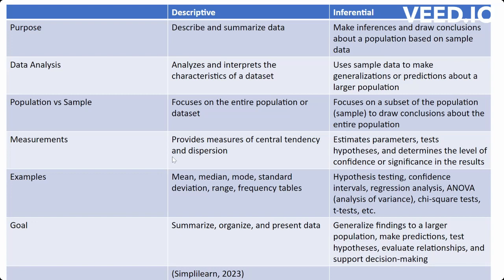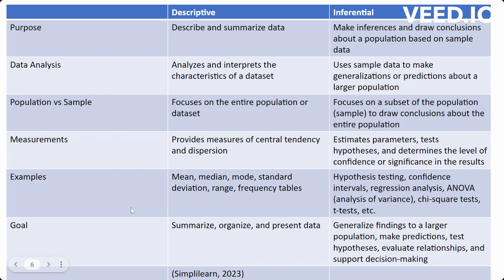When it comes to measurements, descriptive statistics provides measures of central tendency and dispersion. We had discussed this, so that's why I'm encouraging you to go to my previous video under the YouTube channel. Subscribe, you'll find it there. It provides measures of central tendency and dispersion, whereas inferential estimates parameters, tests hypotheses, and determines the level of confidence or significance in the results. These are the things we are going to be looking at.